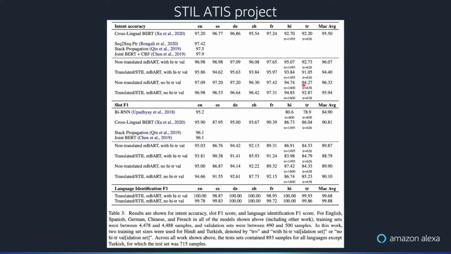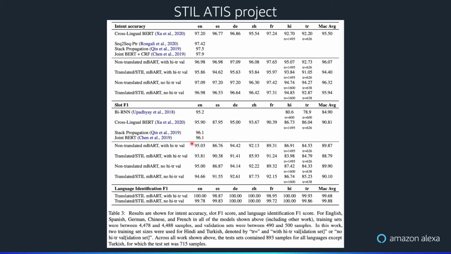So now let's talk about results. The first thing I wanted to see was how this system compares with the state-of-the-art monolingual systems. You can see that here. These systems right here are the state-of-the-art English-only systems, and the performance on English is not terribly worse than those. For intent classification, we see 96.98 versus 97.9, and for slot filling, 96.1 for state of the art versus 95.03.